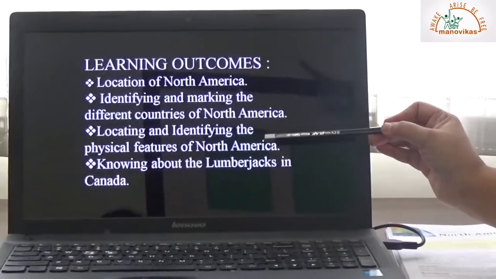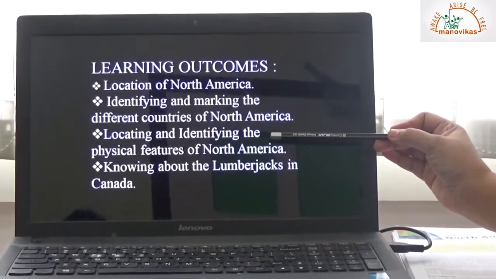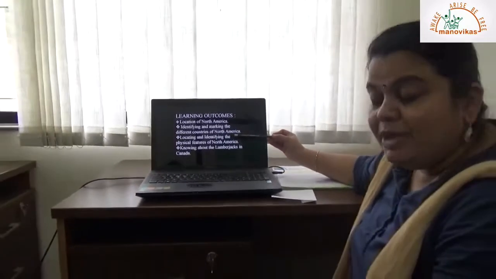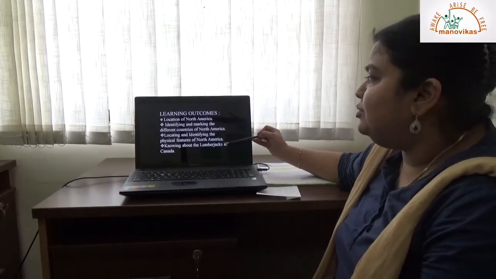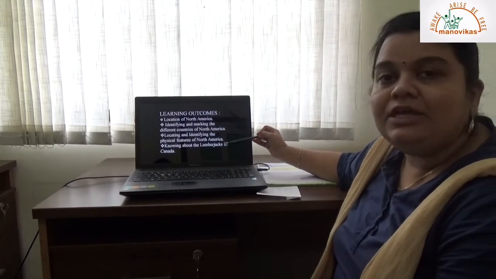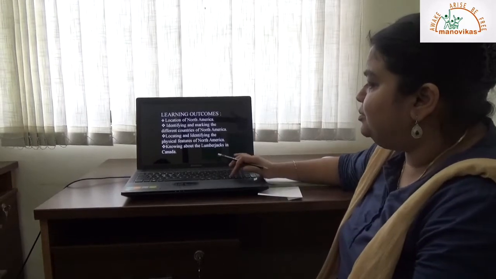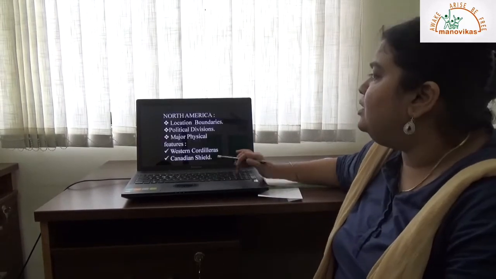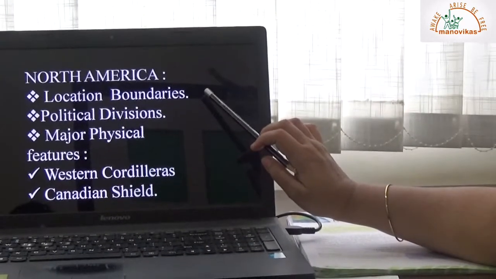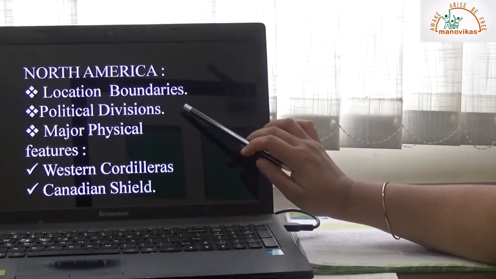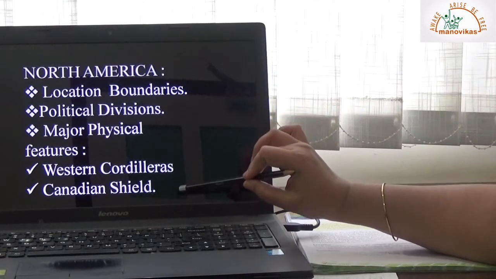We will check for the physical features of North America, which includes your Western Cordilleras, central lowlands, Appalachian mountain ranges. Then we'll also check for lumberjacks as a case study in Canada. These are the general outcomes of this chapter, but specifically for today's part, we'll be focusing on these subtitles, that is your location, boundaries, political divisions, physical features, that is Western Cordilleras and Canadian Shield.